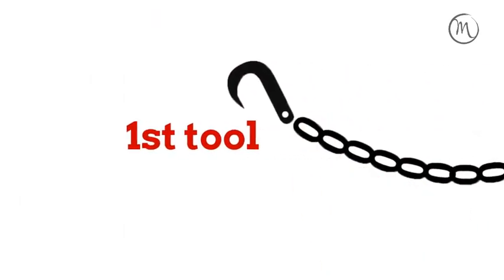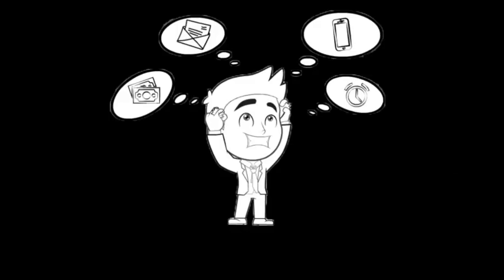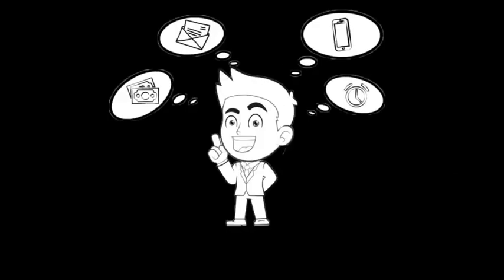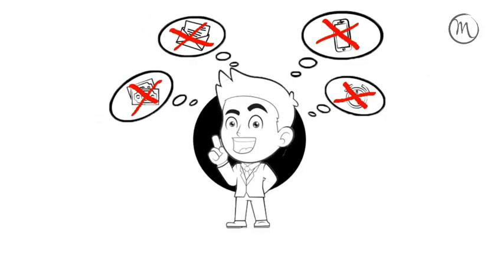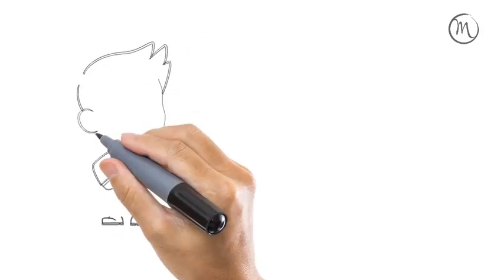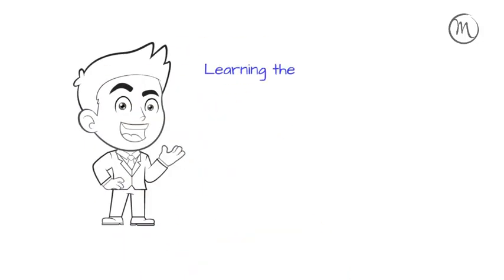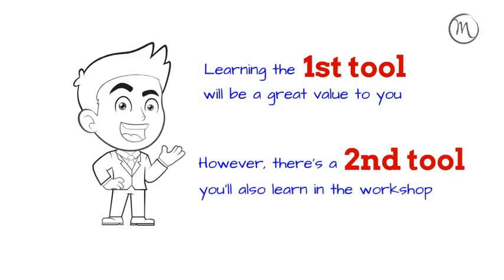Well, this first tool is intended to help you unhook from these thoughts that have been pushing you around previously. To start with, you may only remember to use the tool when you've got into the hole, but with practice you can get to the stage of recognizing these thoughts as they first appear, unhooking from them and getting back to living the life you want. Now, if that's all we covered on this workshop, I'm pretty sure you'd have got some great value. We know lots of people benefit from this tool. However, there's a second tool you'll learn about.